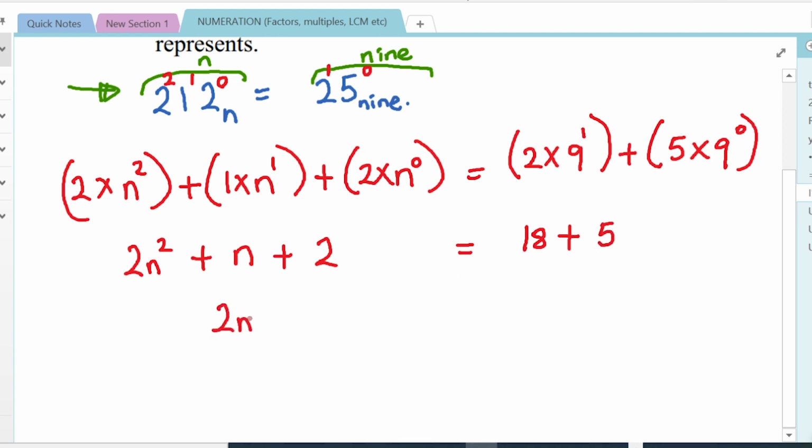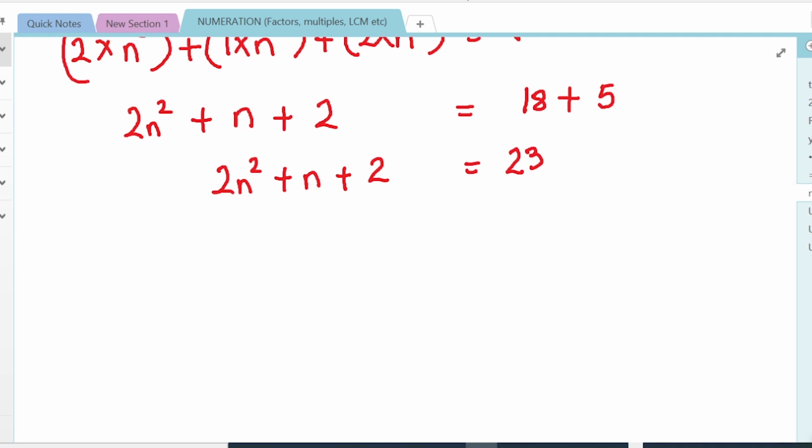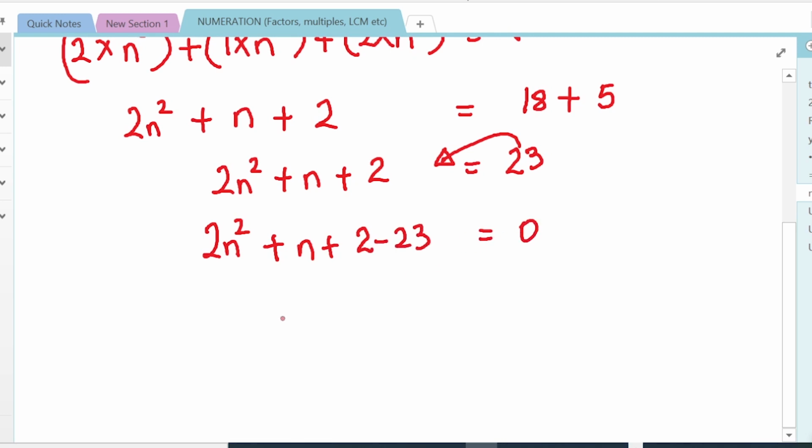So we shall end up with 2n squared plus n plus 2, equal to 18 plus 5, which is 23. Like all quadratic equations, they are always equal to 0. We could transfer that this way. It becomes 2n squared plus n plus 2 minus 23, giving us 0. So this is 2n squared plus n minus 21 is equal to 0.